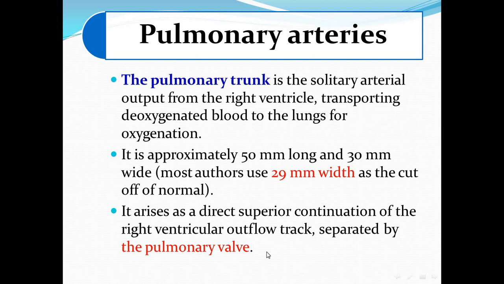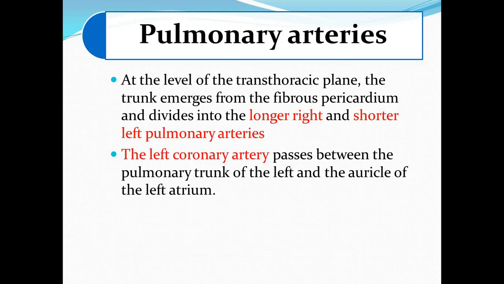It arises as a direct continuation of the right ventricle, separated by the pulmonary valve. At the level of the transthoracic plane of Ludwig, the trunk emerges from the fibrous pericardium and divides into the longer right, because it needs to pass from the left to the right, and the shorter left pulmonary arteries. We also mentioned previously that the left coronary artery is passing at this region between the pulmonary trunk and the auricle of the left atrium.